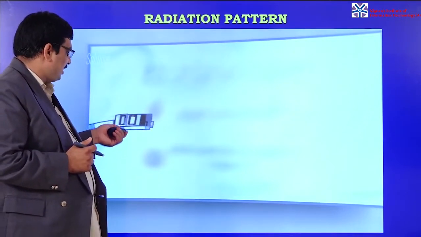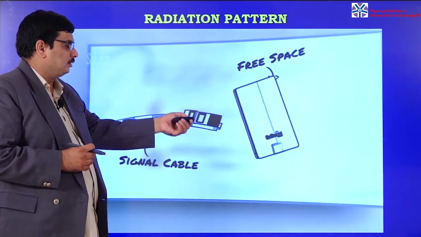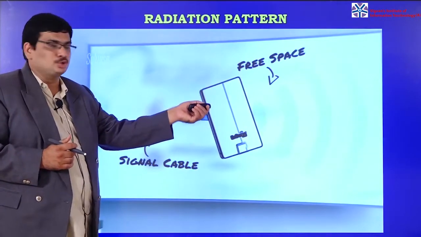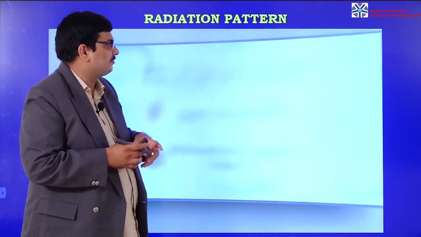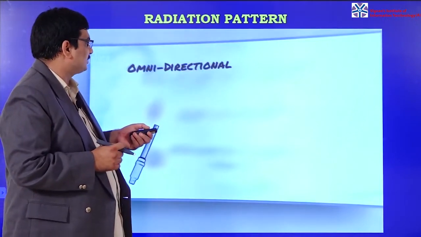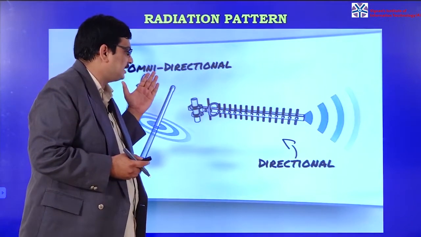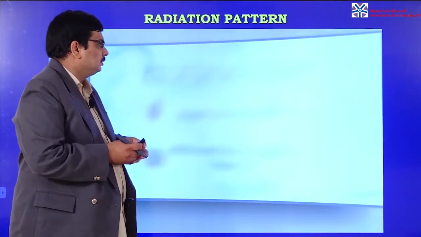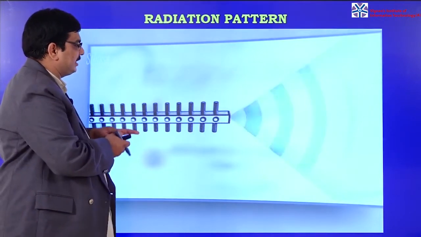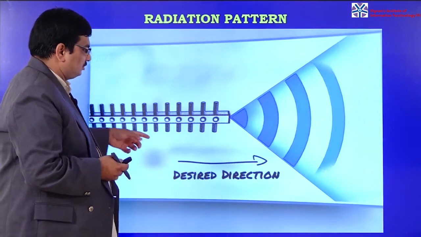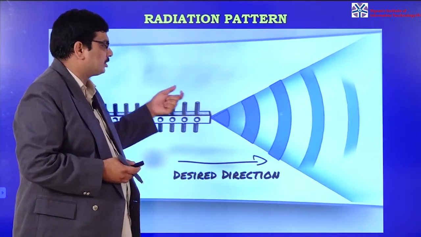Suppose we give a cable to your antenna, and it radiates into free space, and the electromagnetic waves pass from that cable into free space. There are two different types of antennas we use: the omnidirectional antenna and the directional antenna. This is a directional antenna example, and this is our desired direction. What is a directional antenna? It radiates in a particular direction.